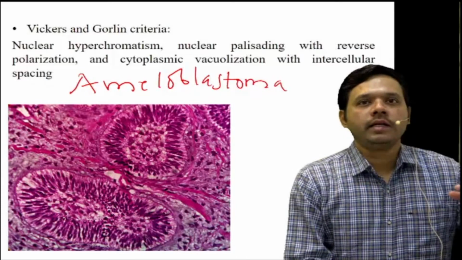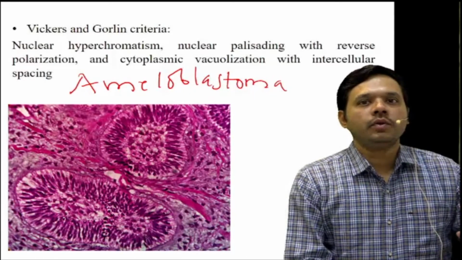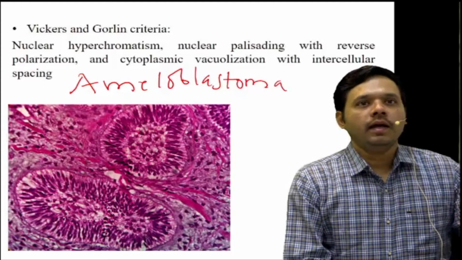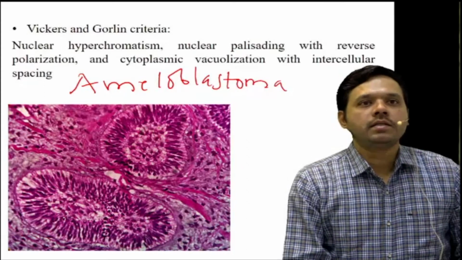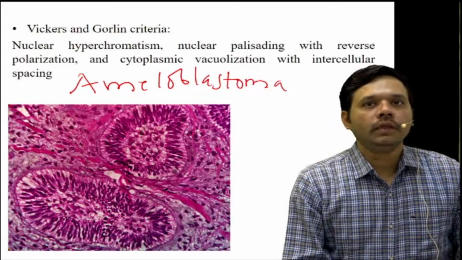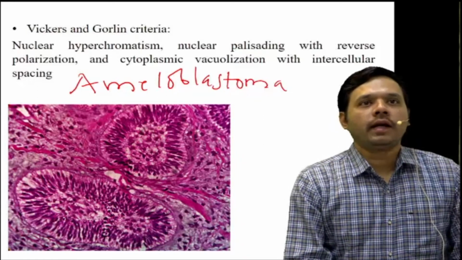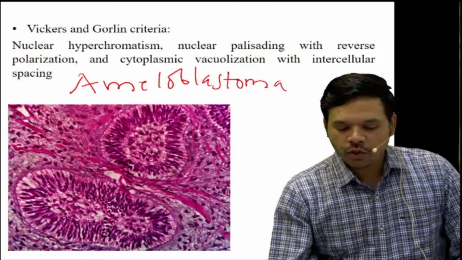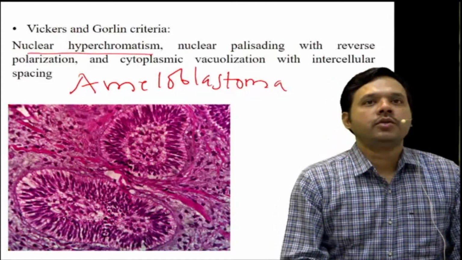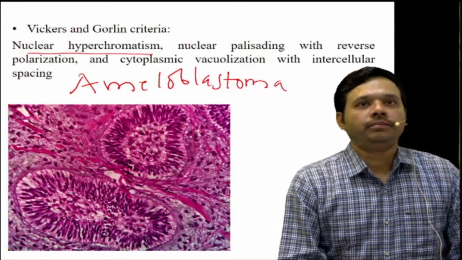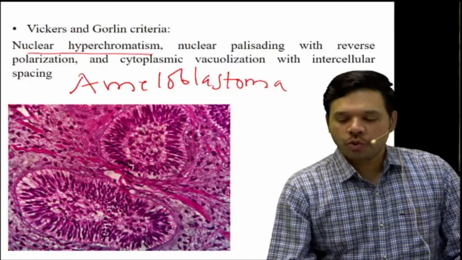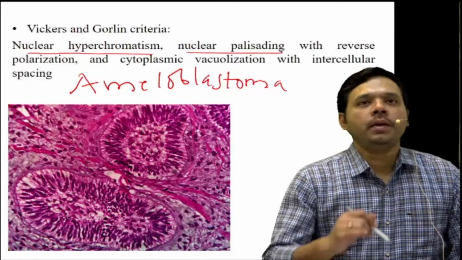Earlier it was a dentigerous cyst. In a dentigerous cyst you will not see Vickers-Garlin criteria. If ameloblastoma develops in this dentigerous cyst, then you will see the Vickers-Garlin criteria. What Vickers-Garlin criteria says is the nucleus should be hyperchromatic, that means a darker nucleus. The nuclei should show palisading.